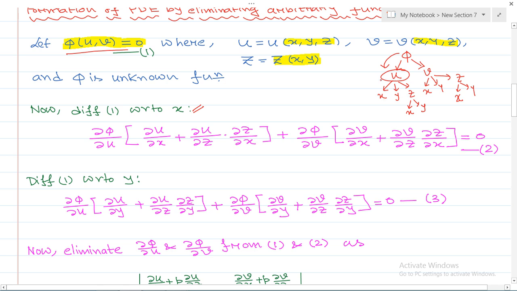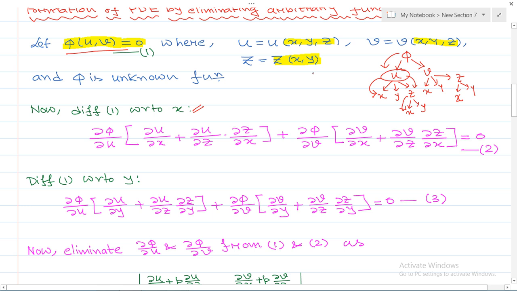So u with respect to x, this can be done directly, but here also another x is present, that is inside z. So u to this x is not possible directly. So what we have to do, we have to come from u to z first, thereafter z to x. So this will be the scenario: phi to u, u to x, u to z, and z to x. So that I have written here.